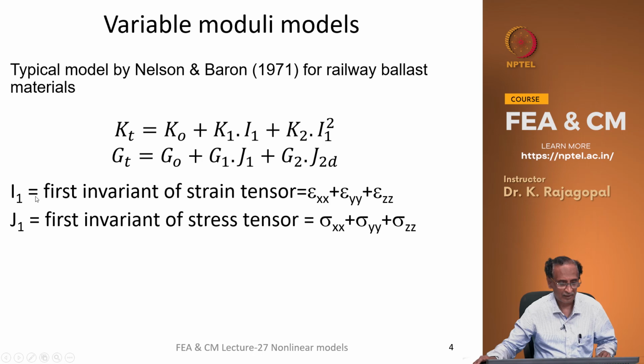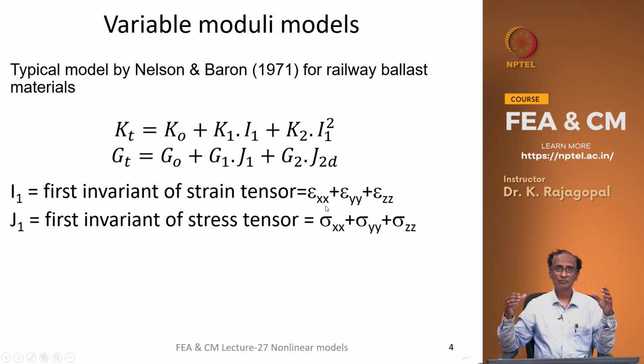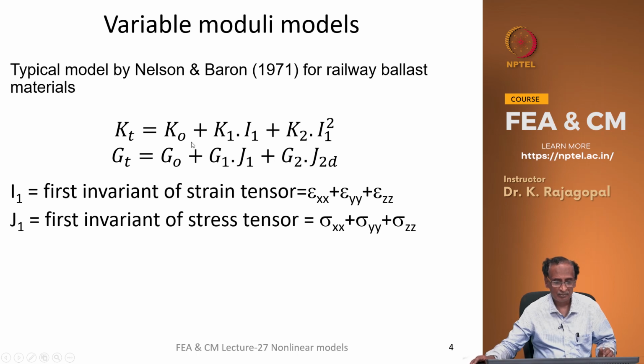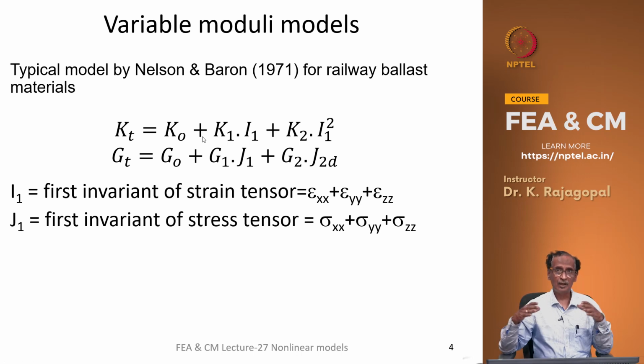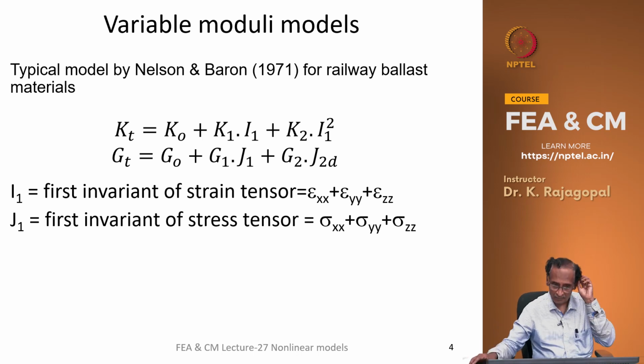And in these, I1 is the first invariant of the strain tensor, epsilon XX plus epsilon YY plus epsilon ZZ, and if the volumetric strain is compressive, the volumetric strain is positive, and that is our geotechnical sign convention. And so, if you look at this equation, as long as you have volumetric compression, your bulk modulus is only going to increase, because it is K0 plus K1 I1 plus K2 I1 square, and of course, I1 square will be very small compared to I1.